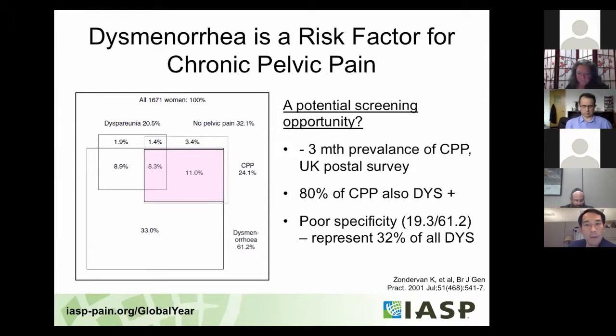This is not sufficient by itself, of course, because there's a relatively poor specificity. If you were to try to study all of these individuals, this group of individuals in pink represents almost a third of all patients with painful periods. So that would be a very large group to attempt to mount an inception cohort study on.